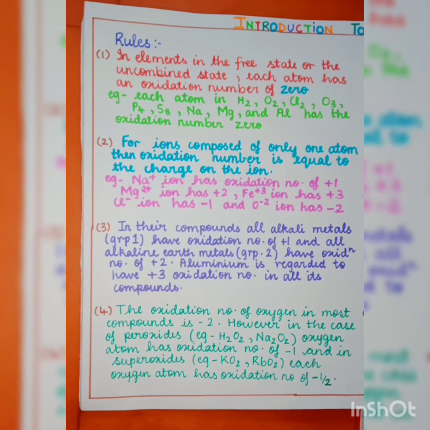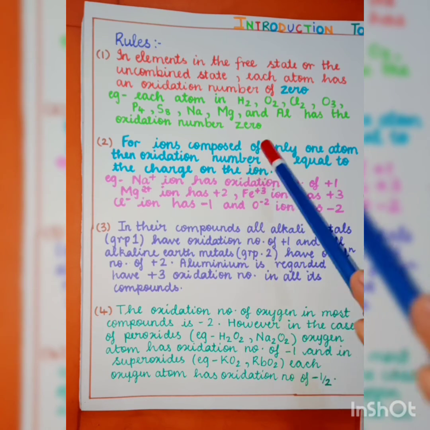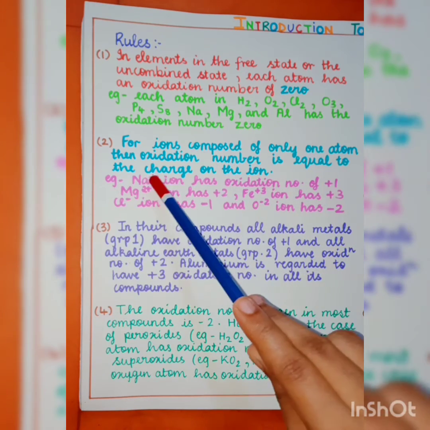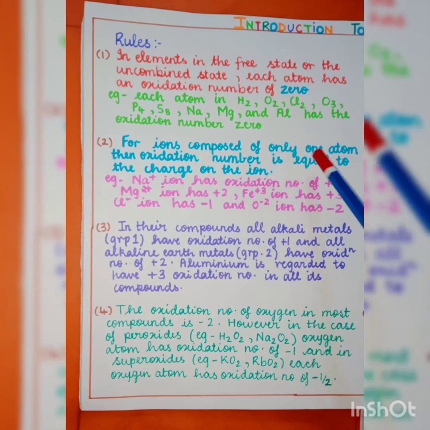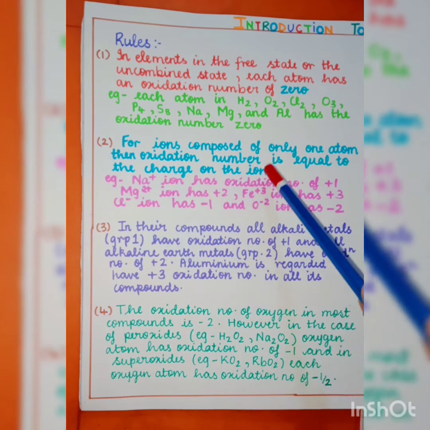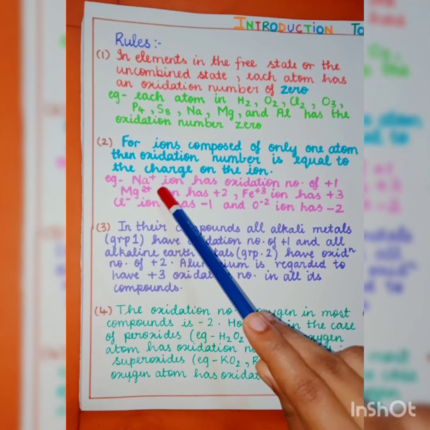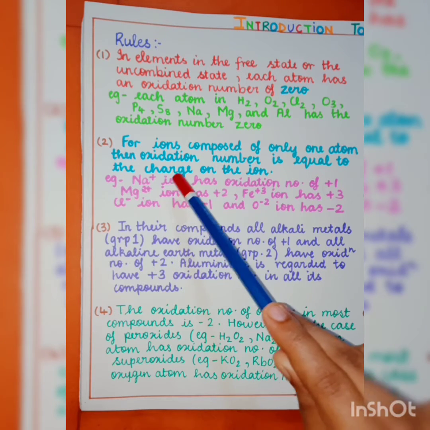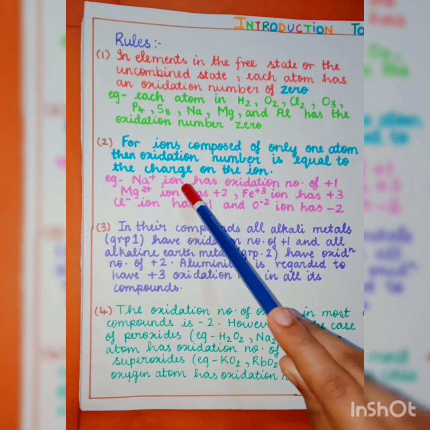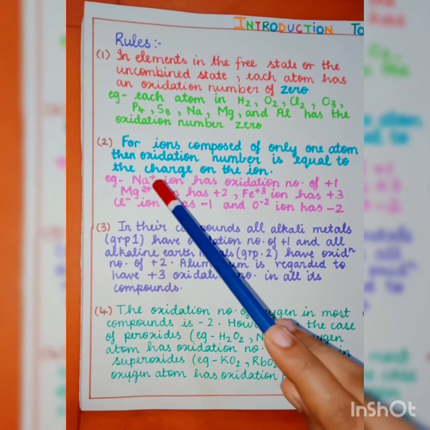So I will now move on to rule number 2, and the rule is, for ions composed of only one atom, the oxidation number is equal to the charge on the ion. So when we have ions which are not combined with anybody else, then the oxidation number of that ion is equal to the charge on that ion.